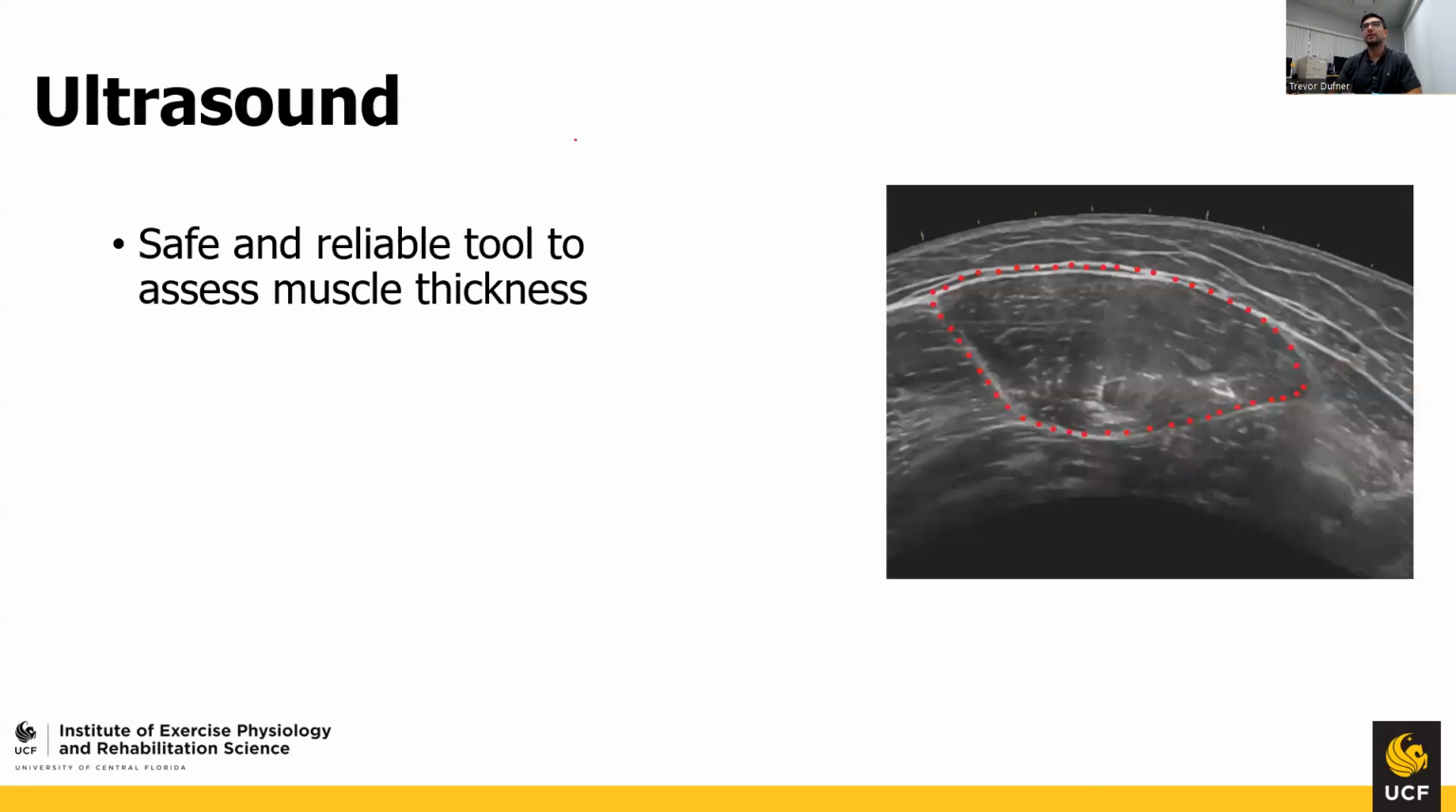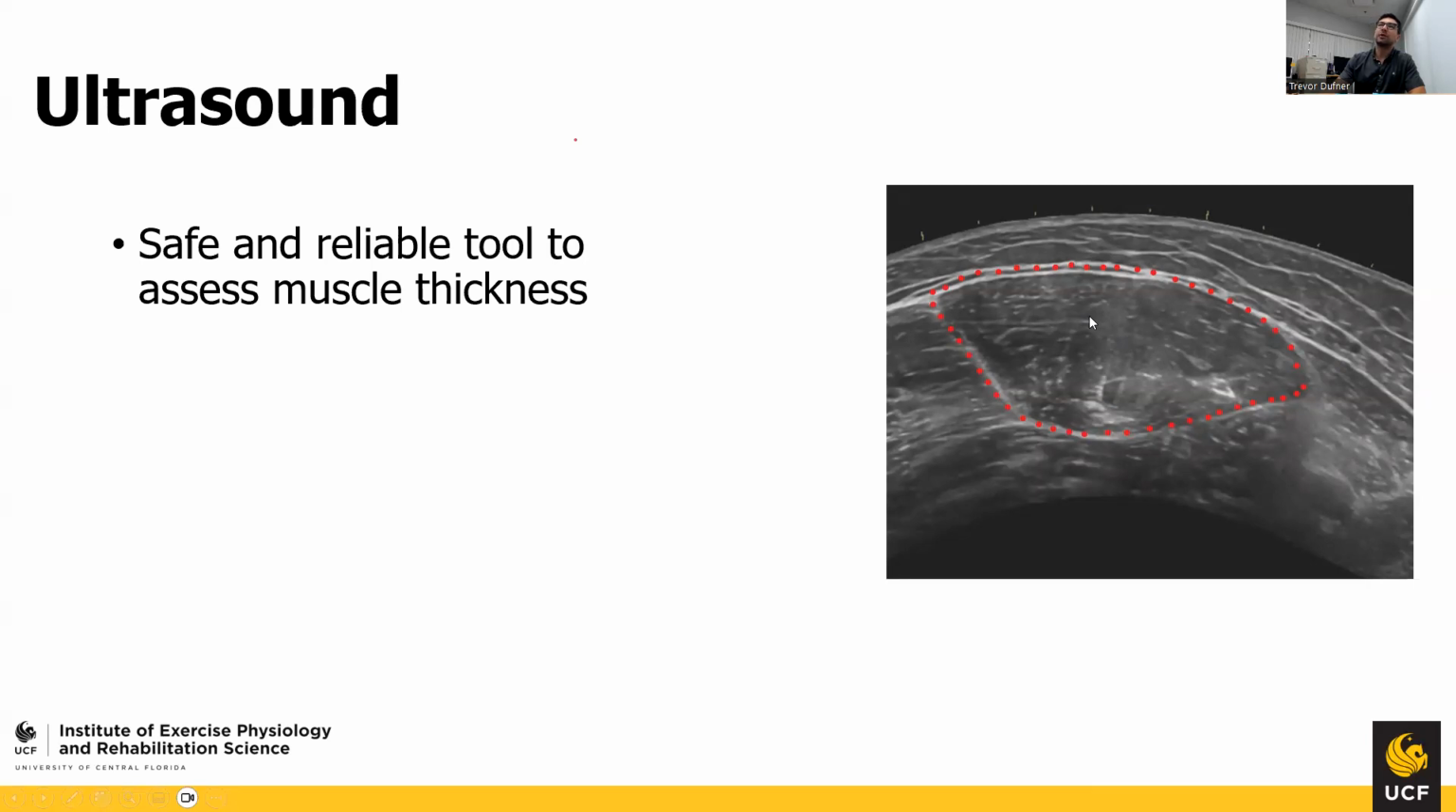Next one is ultrasound. Ultrasound is something that we do a lot in our lab, and you can do a lot of different things with it. You can look at the cross-sectional area of the muscle, which you see outlined here. That is the rectus femoris muscle of the quadriceps. You can look at the muscle thickness. I can take a line and draw it from here to here, and I can tell you the muscle thickness of that muscle body itself.